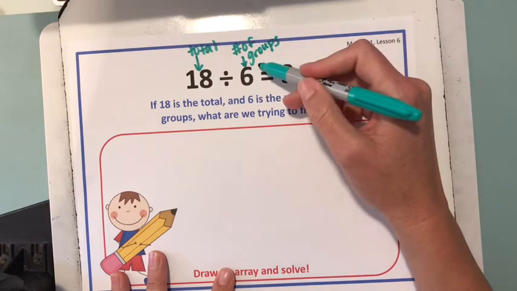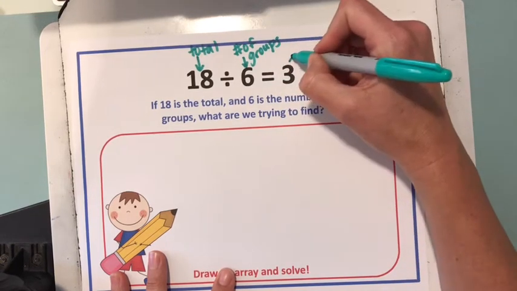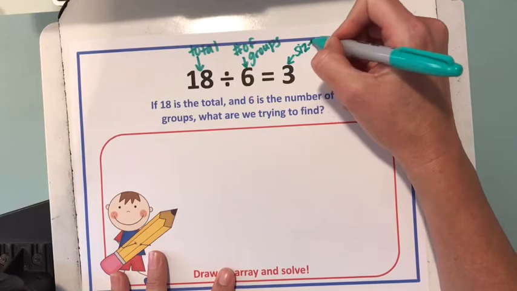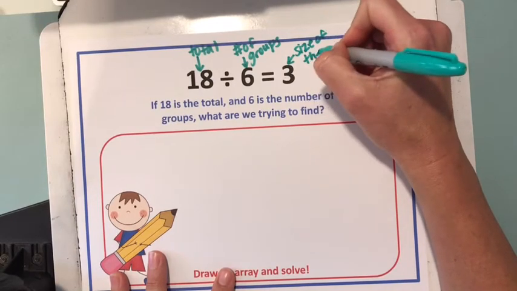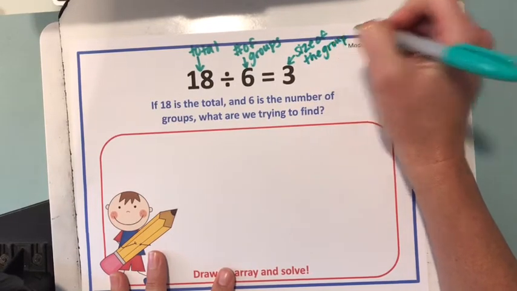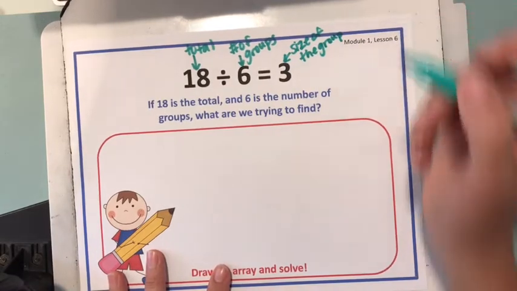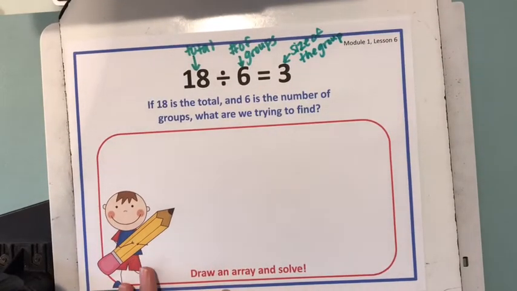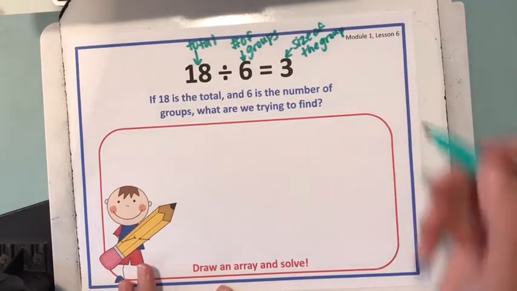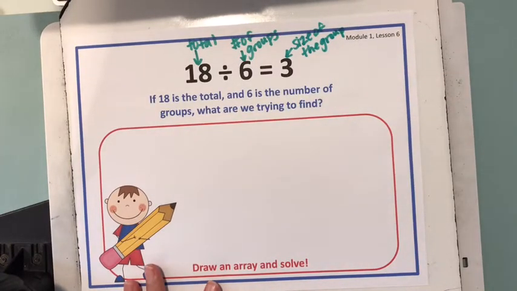Well, we know it's not the number of groups, so it must be the size of the groups, right? How many are in each row or in each group? So let's draw an array for this. This one can be a little trickier to do, so I want you guys to watch really closely on how I do this, so when you do your independent work, you know how to draw an array for this. If you want to watch this more than once, I would highly suggest to rewind it and watch it again.